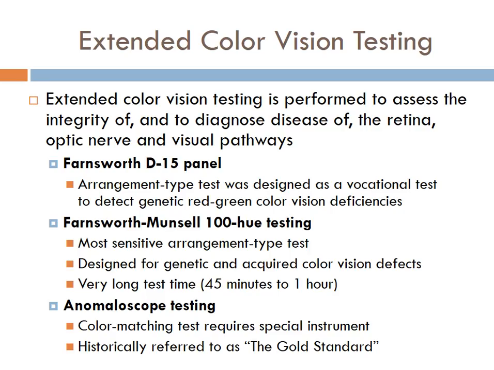What we're talking about doing is extended color vision testing. And this extended color vision testing, you do to assess the integrity of the retina, the optic nerve, the visual pathways. And there's several different ways or examination techniques to do this. The first, and probably the simplest and the easiest, the one we're most familiar with, is the Farnsworth D15 panel.